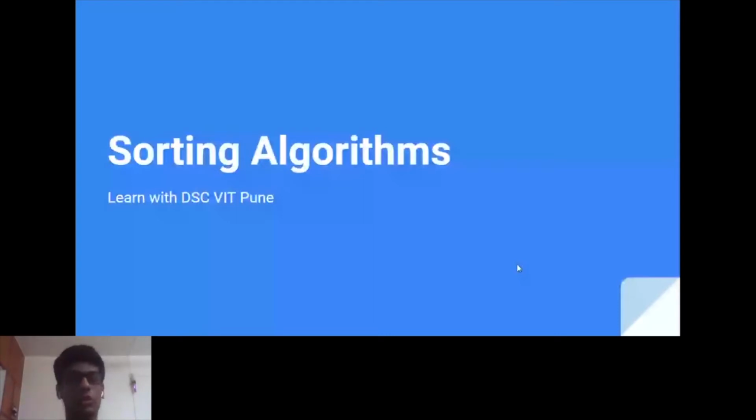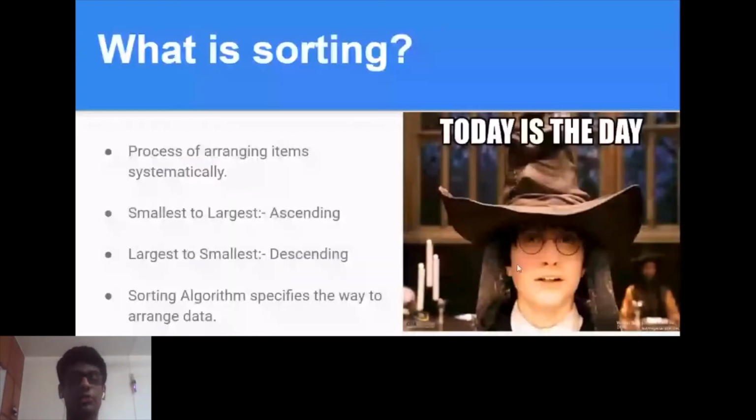So first of all, what is sorting? It is the process of arranging items systematically. It can be in ascending order or it can be in descending order. If we arrange the data from smallest to largest, then it is said to be in ascending order. Otherwise, if we arrange the data from largest elements to the smallest elements, then it is said to be in descending order. Also, the sorting algorithm specifies the way to arrange the data. So this is what sorting is.